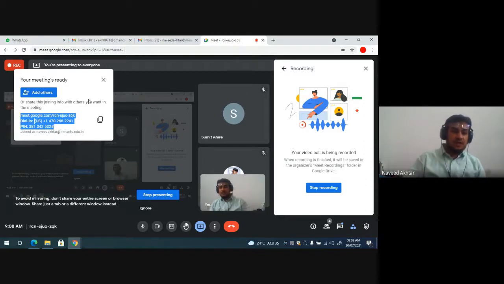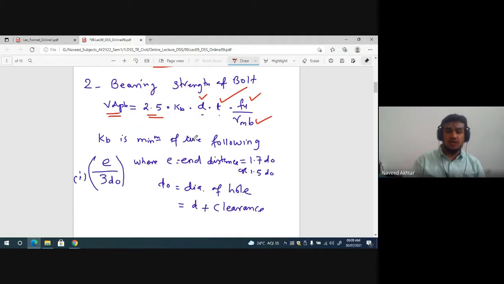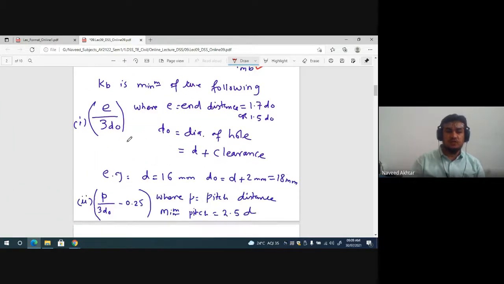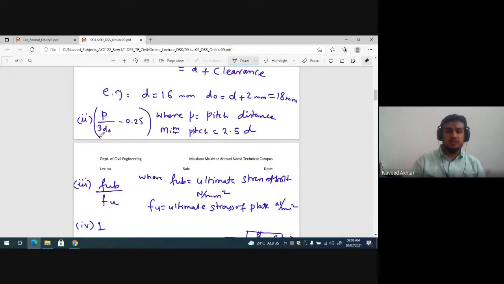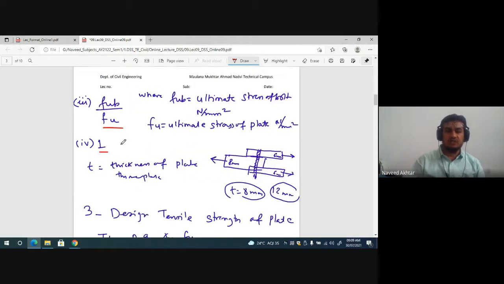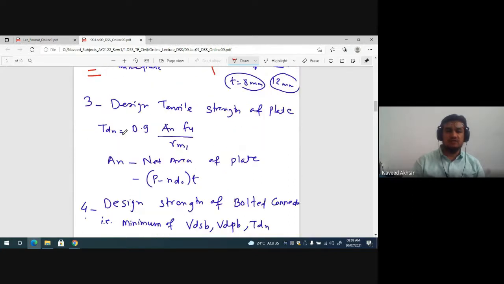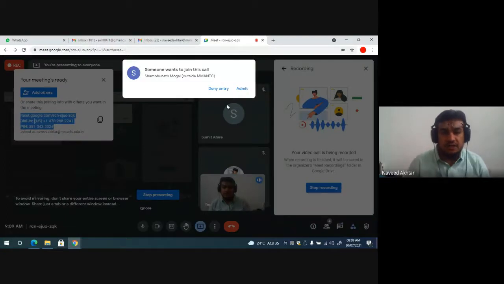And d is the diameter of your bolt, the nominal diameter of the bolt, and Kb is the minimum of the e by 3 d0, p by 3 d0 minus 0.25, fub over fu, and 1. The value which is the minimum, you have to take. How to find out the thickness of the plate is explained in this example, and today also you will be able to understand.